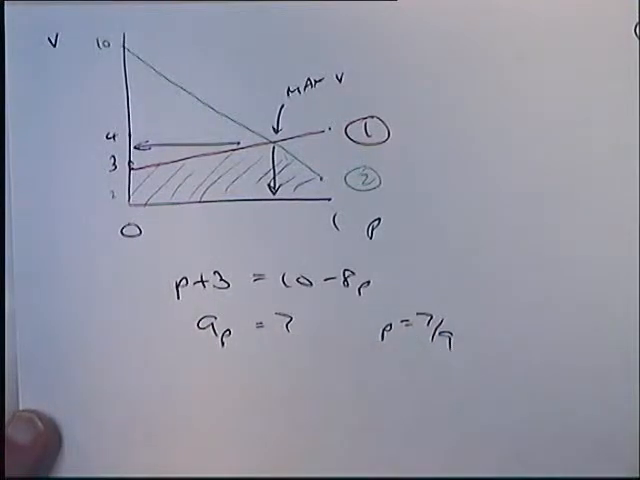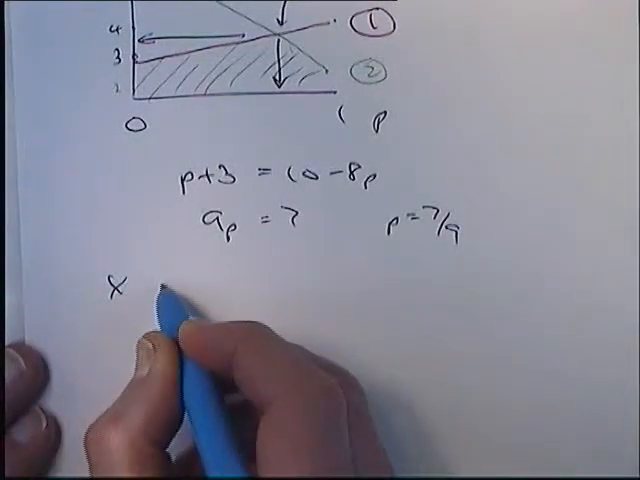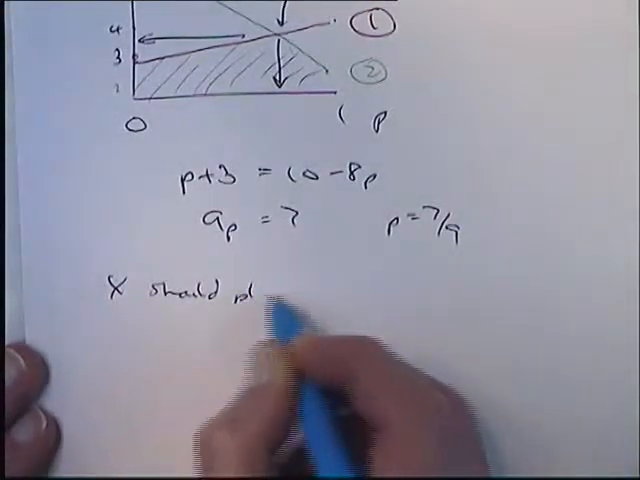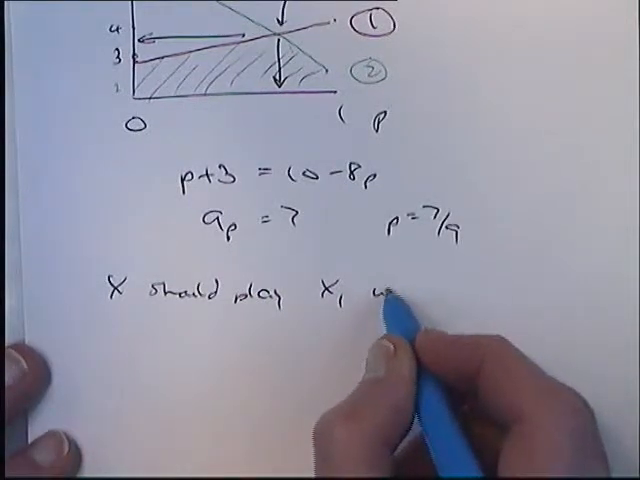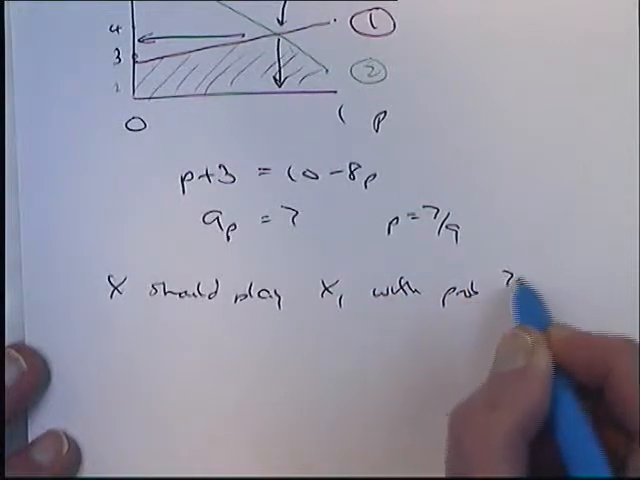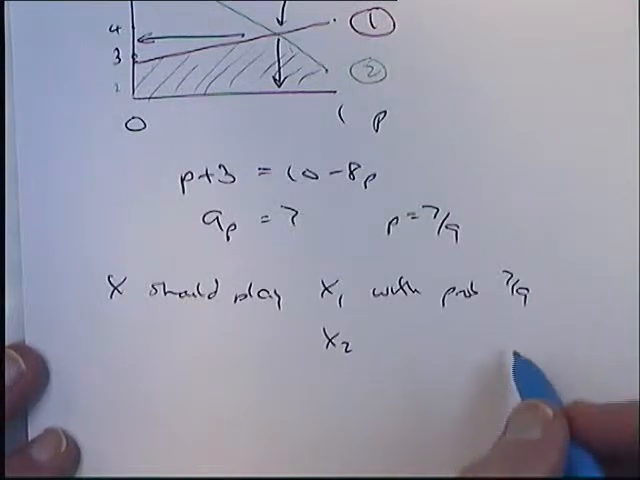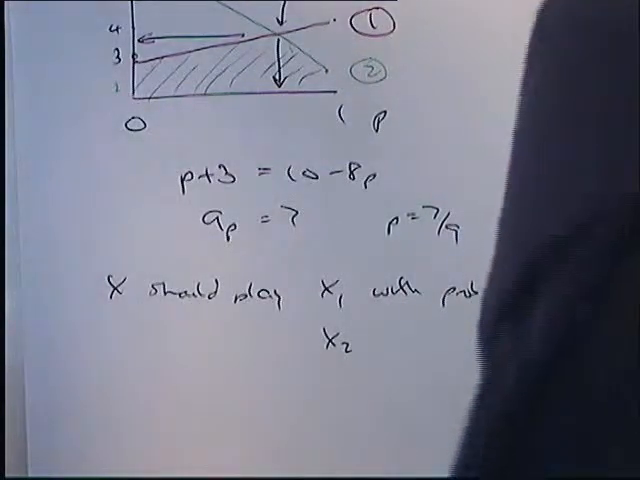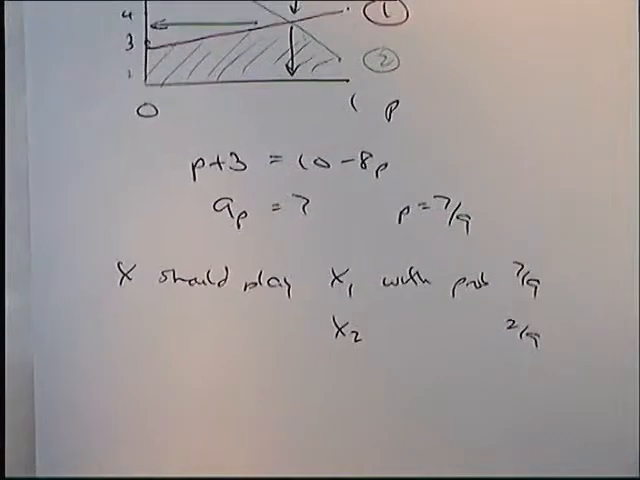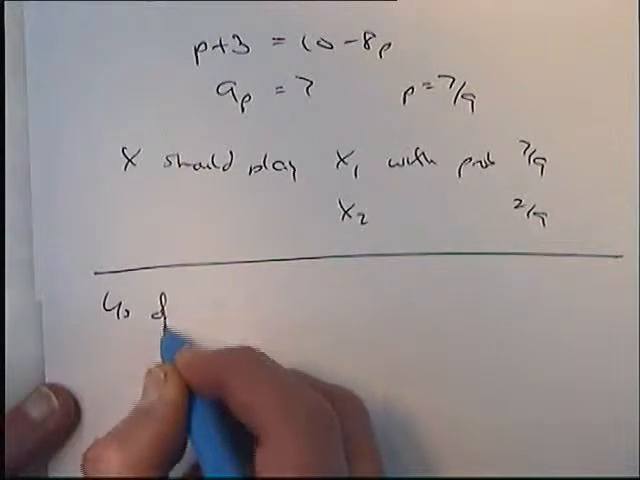So p is 7/9. So for this game, x should play his strategy 1, x1, we said with probability p, so that's going to be with probability 7/9, and x should play x2, we said 1 minus p, so that would be 2/9. So we've worked out now what proportion of the times x should play each of his strategies. I'm happy with that.